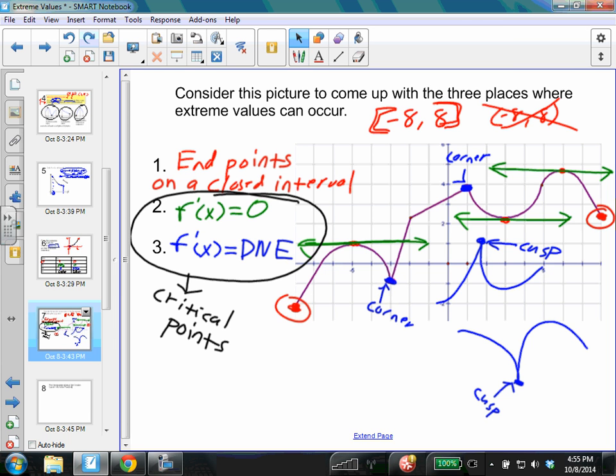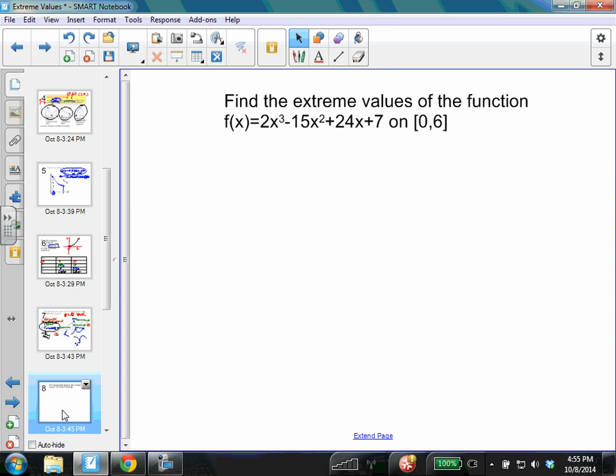Okay, so those 2 spots right there are called critical points. So if you ever see someone asking you for critical points, or you see something in the text that talks about critical points, it's talking about those 2 things: where the derivative is 0 or the derivative does not exist. Okay, so now go ahead and write this example down.